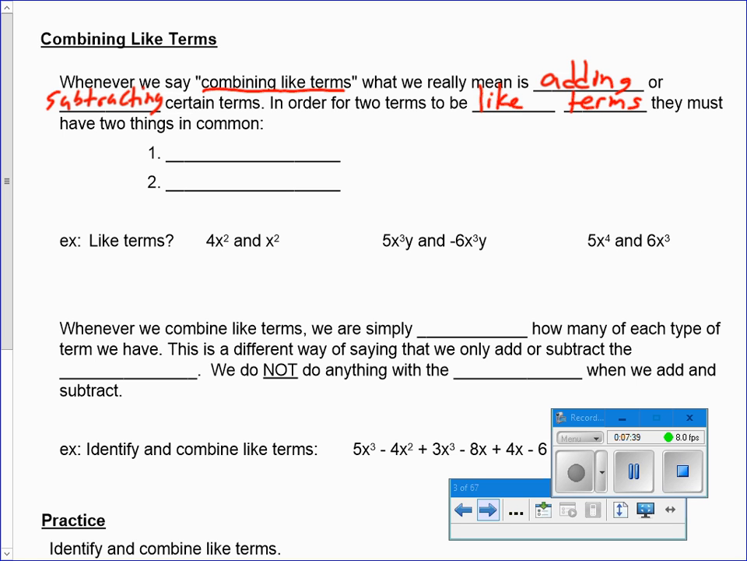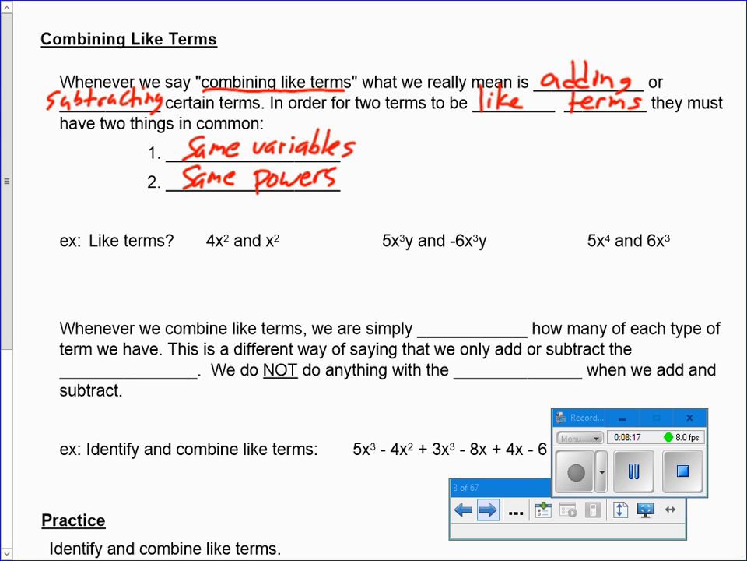So like terms, terms that we can combine in polynomials, have 2 things in common. The first thing is they have to have the same variables. Alright, so I can't combine x's and y's, right, or z's and w's. It has to be the same variables. Second thing is those same variables have to be raised to the same powers. Right, so I can't combine an x squared with an x to the third, or a y squared with y to the fourth. It has to be the same powers.